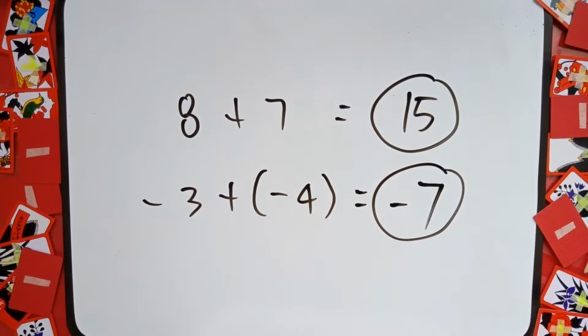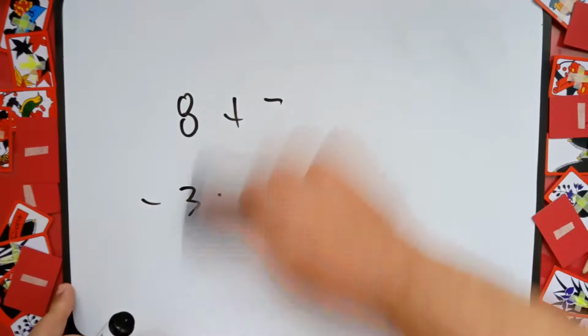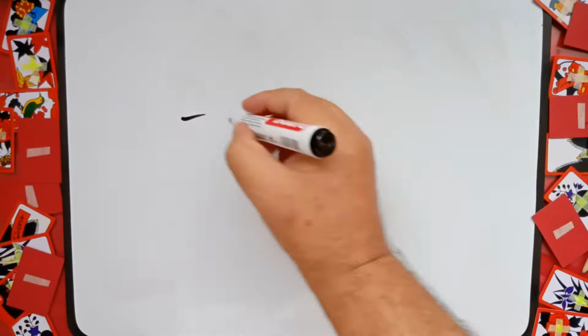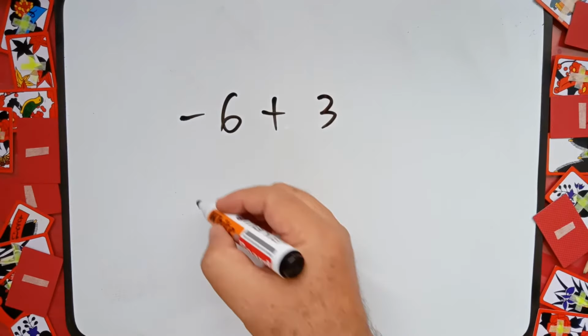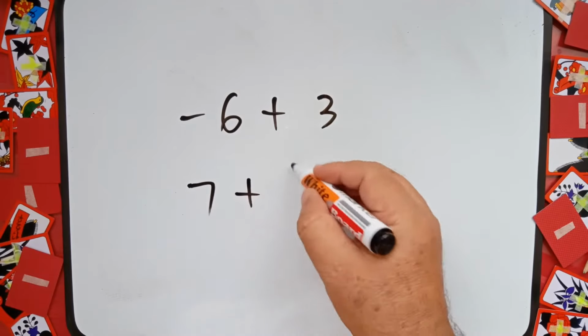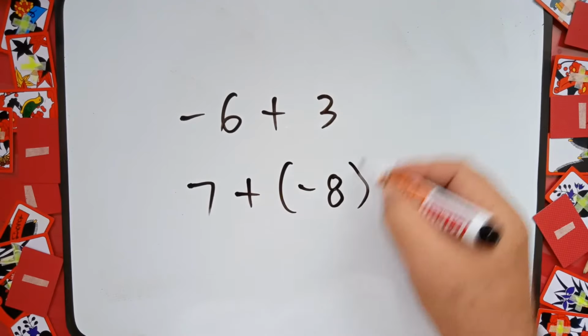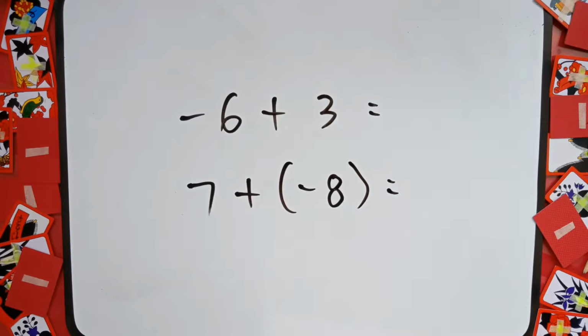Okay, next. Rule number 2. Negative 6 plus 3, or 7 plus negative 8. Okay, for rule number 2, unlike signs, or integers with different signs, find the difference of their absolute values and use the sign of the integer with the greater absolute value.